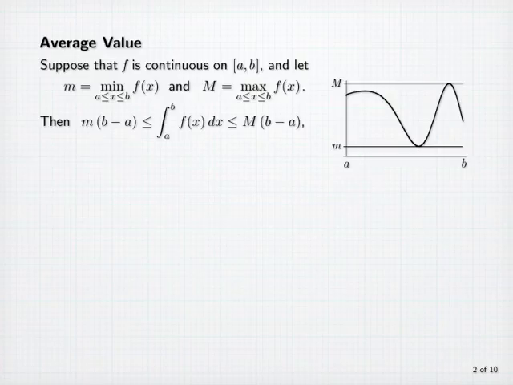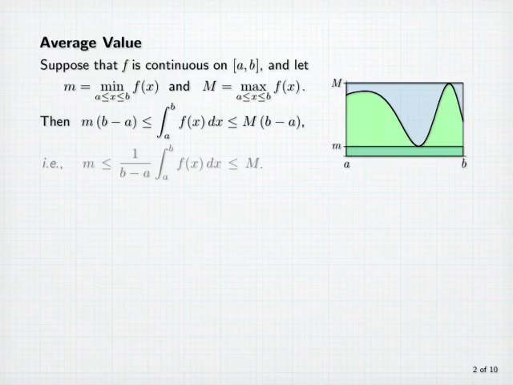To see what's happening here, let's think of the integral as the area under the curve, and notice that little m times b minus a is the area of this small rectangle in the figure, and big M times b minus a is the area of this larger rectangle. It's clear that the area under the curve is somewhere between the areas of the two rectangles. Turns out that this is also true even when we're dealing with a function that's not necessarily non-negative.